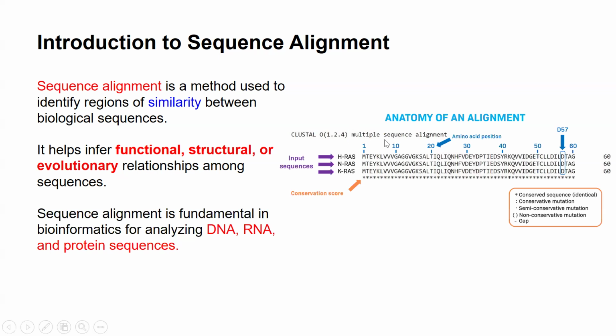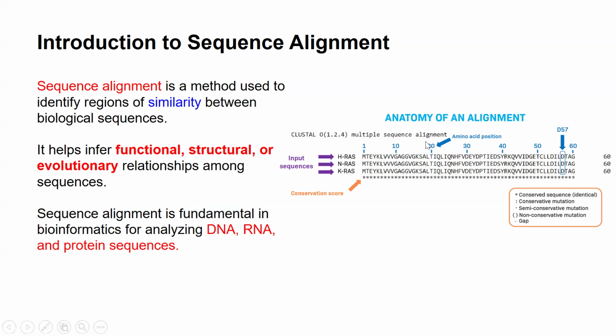As you can see, ladies and gentlemen, this is a typical example of sequence alignment. We have different types of sequence alignment, and one of the types is multiple sequence alignment. It is called multiple sequence alignment because you have more than two sequences. You see you have HRAS, NRAS, and KRAS. All these are different sequences. As we can see, there are three sequences and they are aligned.